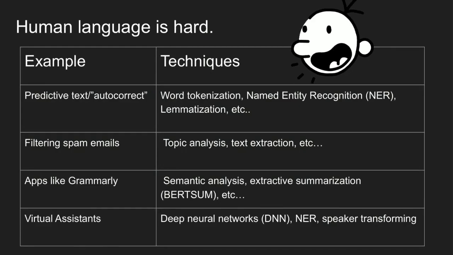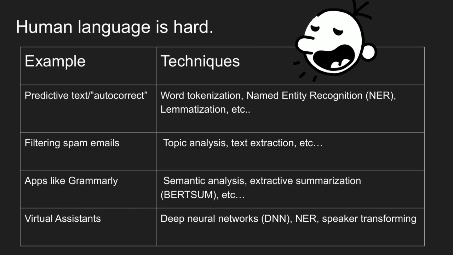Human language is hard, and it can be ambiguous and contextual. This is a chart that describes the techniques implemented for the examples that I gave earlier. I suggest learning more details about how these powerful techniques work, but regardless, we still have work to do.